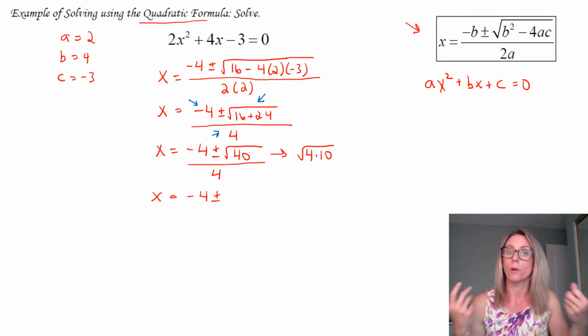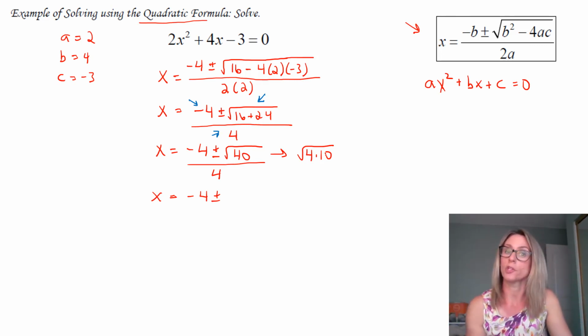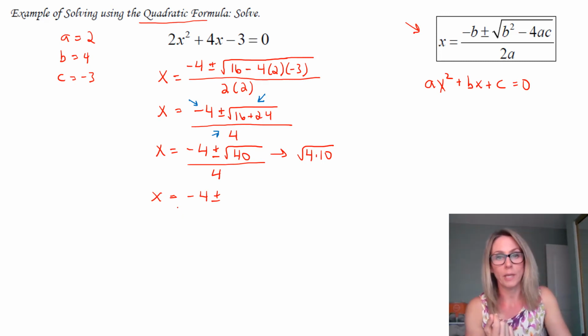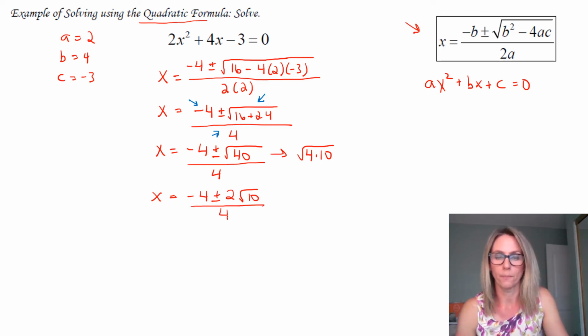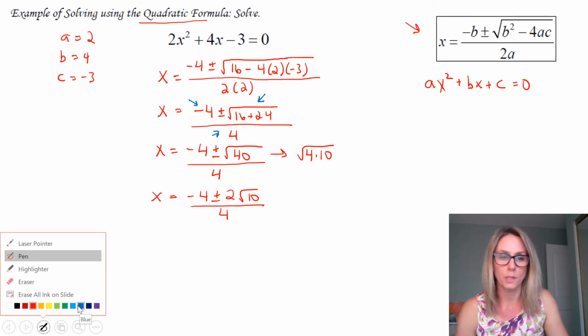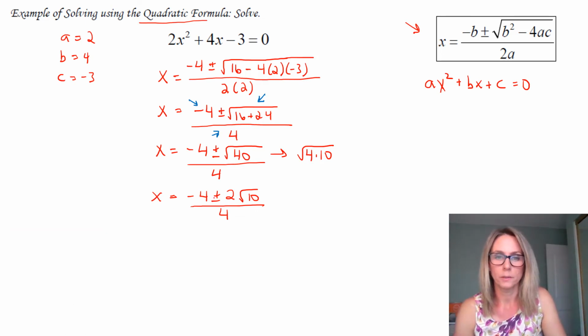We are then going to remember our radical properties, which say we can split this apart so that we have the square root of 4 times the square root of 10. Square root of 4 is 2. So now we have 2 root 10. And in that denominator, we have 4. Then what we notice is there's a common factor in these 3 terms. So don't forget, we've got 3 terms here. We've got 4, we've got 2 root 10, and in the denominator we also have 4.